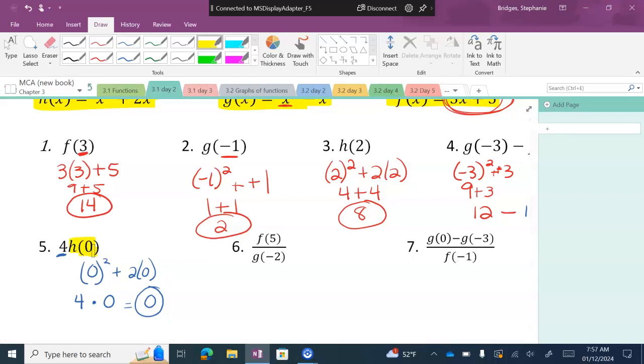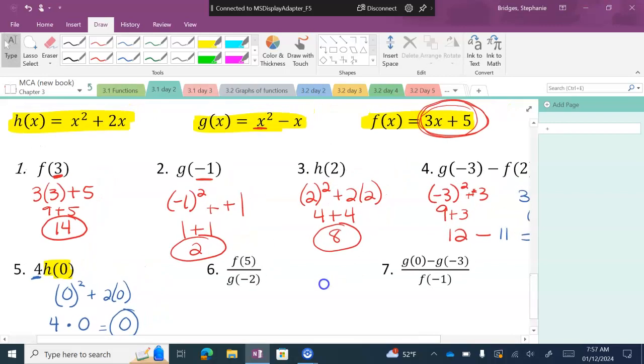Is everybody okay with that? Number 6 is f of 5 over g of negative 2. So I'm going to find f of 5 first. I'm going to take 3 times 5 plus 5. What does that give me? 20. Okay, 3 times 5 is 15. 15 plus 5 is 20.